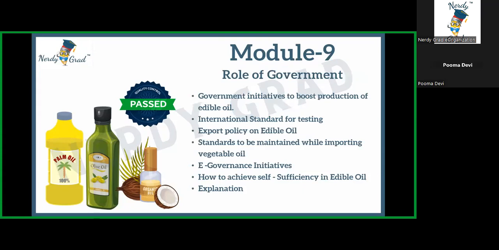This is module 9 about the role of government. This includes government initiatives to boost production of edible oil, international standards for testing, export policy on edible oil, standards to be maintained while importing vegetable oil, e-governance initiatives, how to achieve self-sufficiency in edible oil, explanation about all the topics in short.